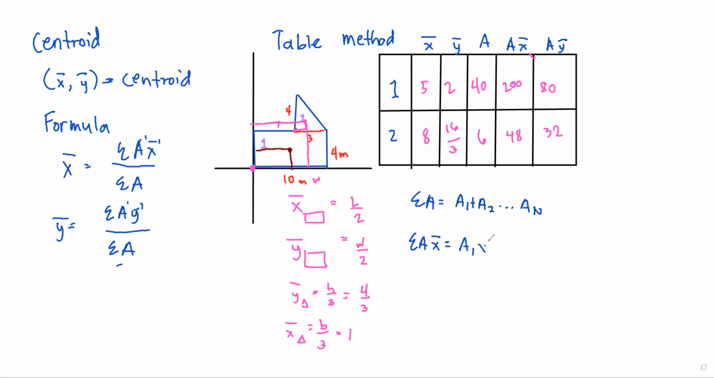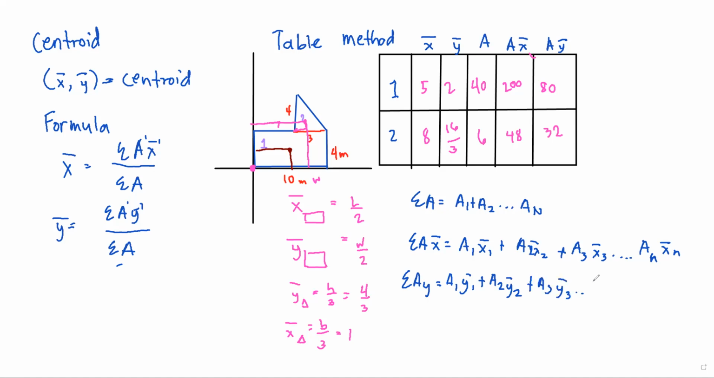Okay? So A1X1 plus A2X2 plus A3X3 up to ANXN. Yan. Ganyan. Okay, ganun din sa AY. Okay? So A1Y1 plus A2Y2, diba? Plus A3Y3 up to ANYN. So ayan. So pag-add lang natin.